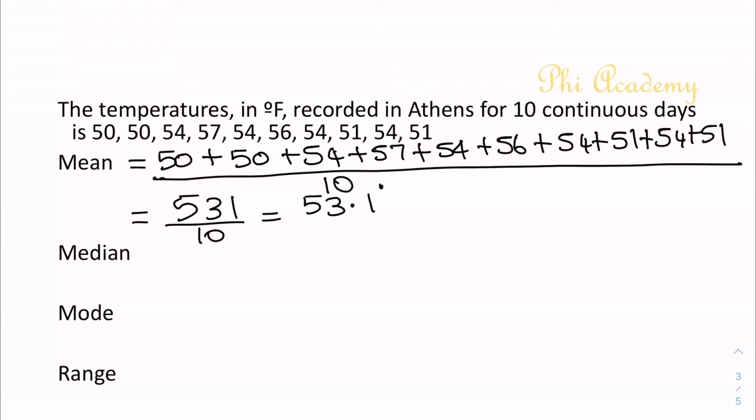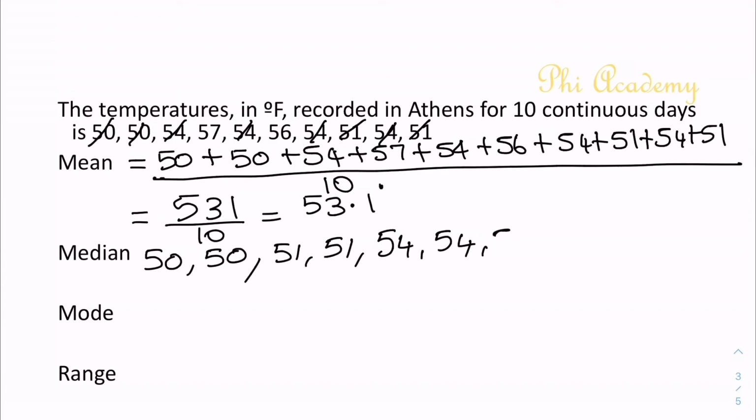Going on to median. Remember, median is our middle value when the data is in order. So we have to sort it from smallest to biggest. So let's start with the smallest number. One way of doing is, as soon as you write it, we can tick them off. So we have 2 50s. Then we have 2 51s. And then we have 4 54s. So 1, 2, 3, 4. So let's write that down. 4 54s. Finally, we have a 56 and a 57.